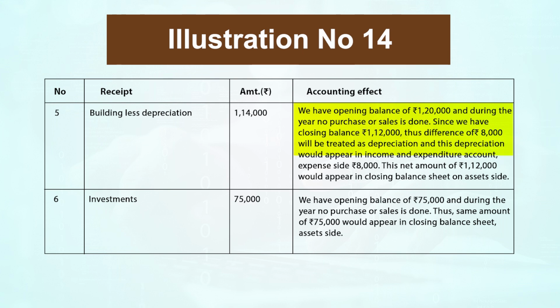And yes, again this depreciation would appear in income and expenditure account expense side as rupees 8,000. This net amount of rupees 1,12,000 would appear in closing balance sheet on asset side. Next point is investment, that is 75,000. We have opening balance of rupees 75,000 and during the year no purchase or sale is done. Thus, same amount of rupees 75,000 would appear in closing balance sheet asset side.